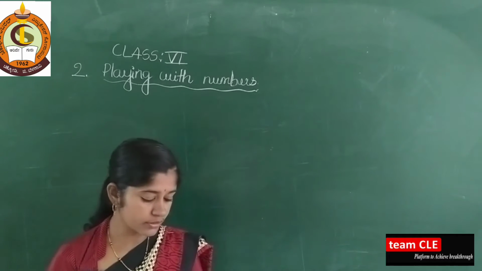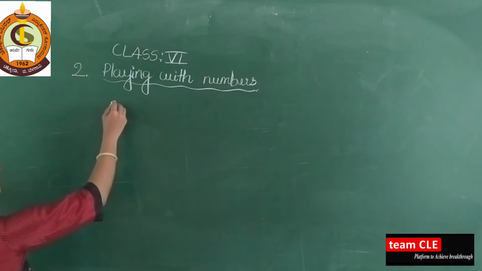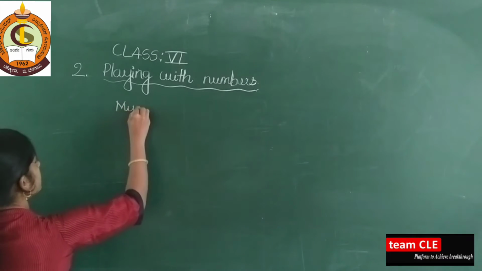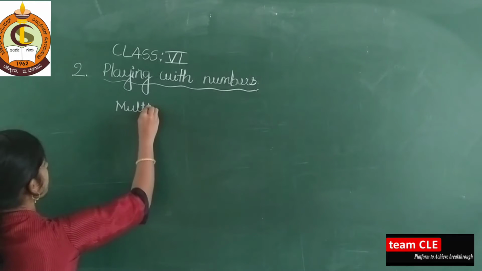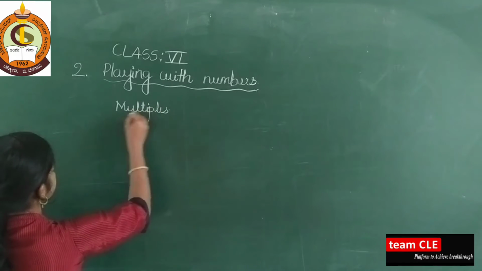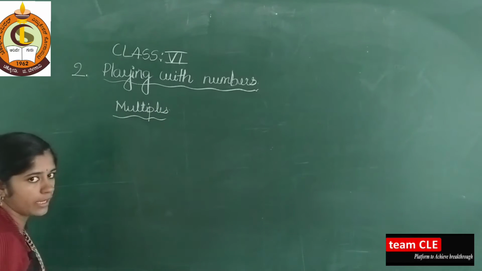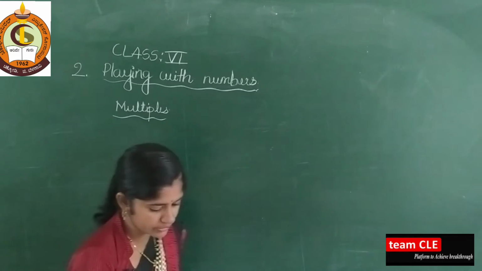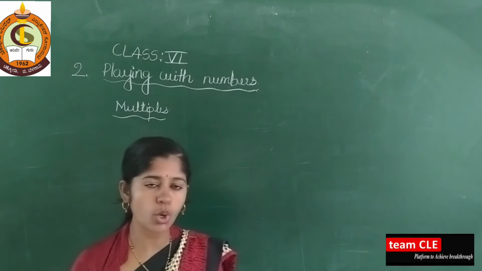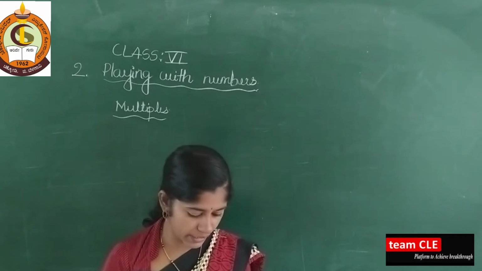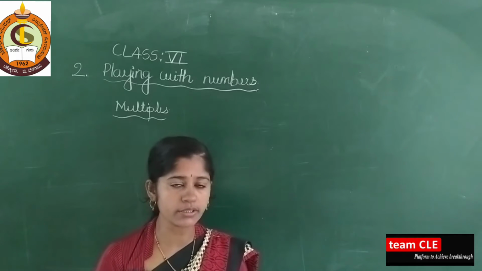Okay, so here the first term is multiples. If you understood this, then only you are going to solve the exercise 2.2 examples. So what are these multiples? See here, when two or more numbers are multiplied, the product is called the multiple.